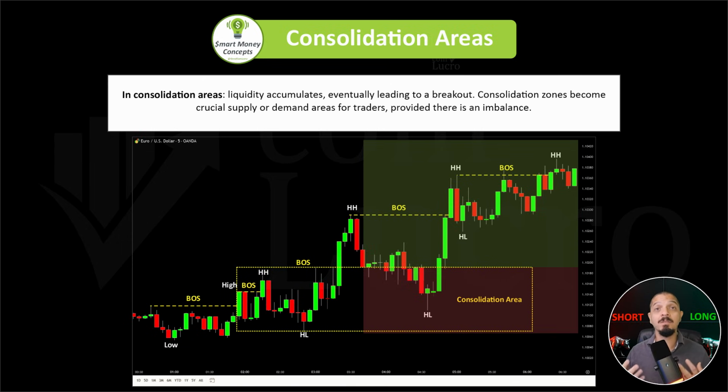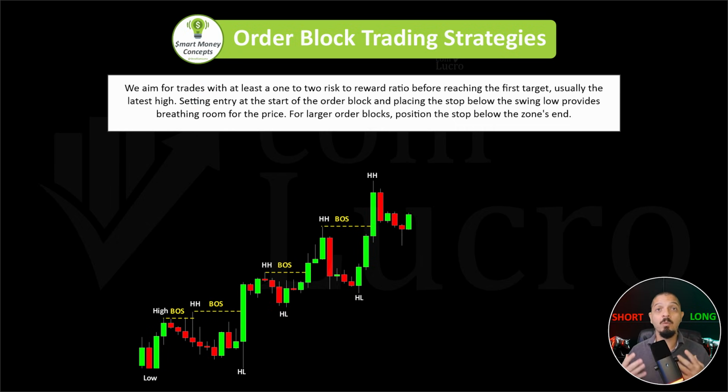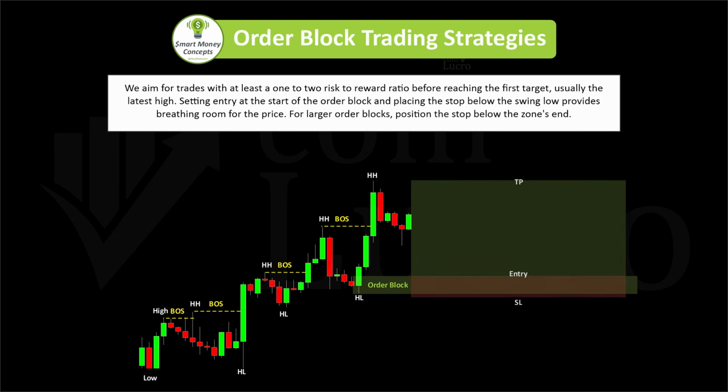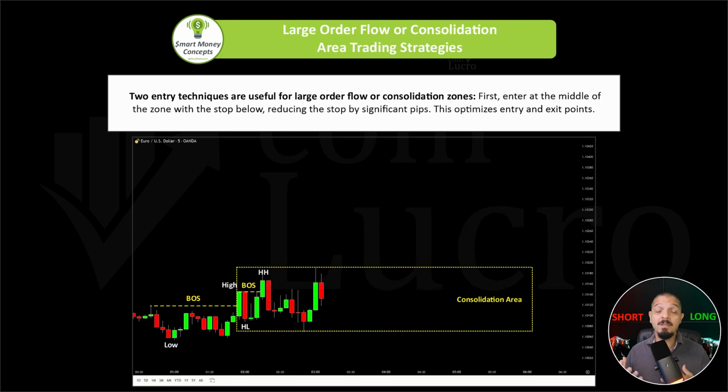Now let's explore some techniques to enter trades at better prices. We aim for trades with at least a 1-to-2 risk-to-reward ratio before reaching the first target, usually the latest high. Setting entry at the start of the order block and placing the stop below the swing low provides breathing room for the price. For larger order blocks, position the stop below the zone's end.